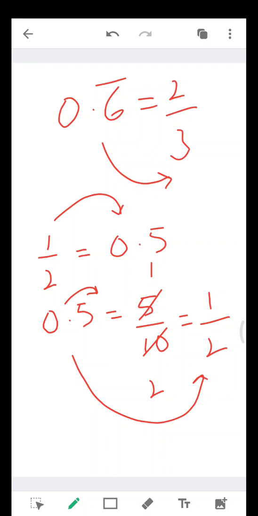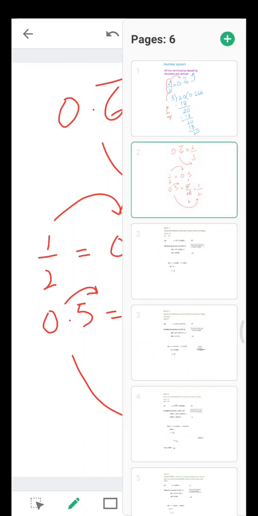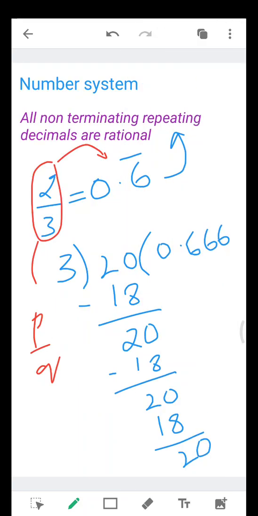But can I convert 0.6 bar directly like that by moving the point? No, I cannot convert it directly by moving the point to the right. If I directly try to convert it, I'll get 6 by 10. 6 by 10 is not 2 by 3. 2 3 times, 2 5 times, that will be wrong. So this is not the method of converting. So we are going to learn the method of converting non-terminating repeating decimals, this type of decimals, into p by q form. That is the concept for today.